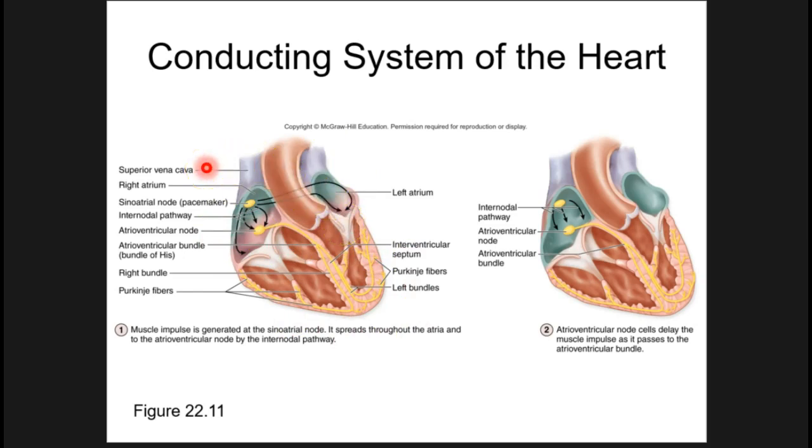Is the node just the circular part? So the circular part is the node, correct? And then there's the AV node. So SA, internodal, AV, AV bundle. Then that bundle branches. Literally, it branches off into a left and right bundle branch. And when that reaches the apex of the heart and starts to come back up the walls of the heart, we call those Purkinje fibers.